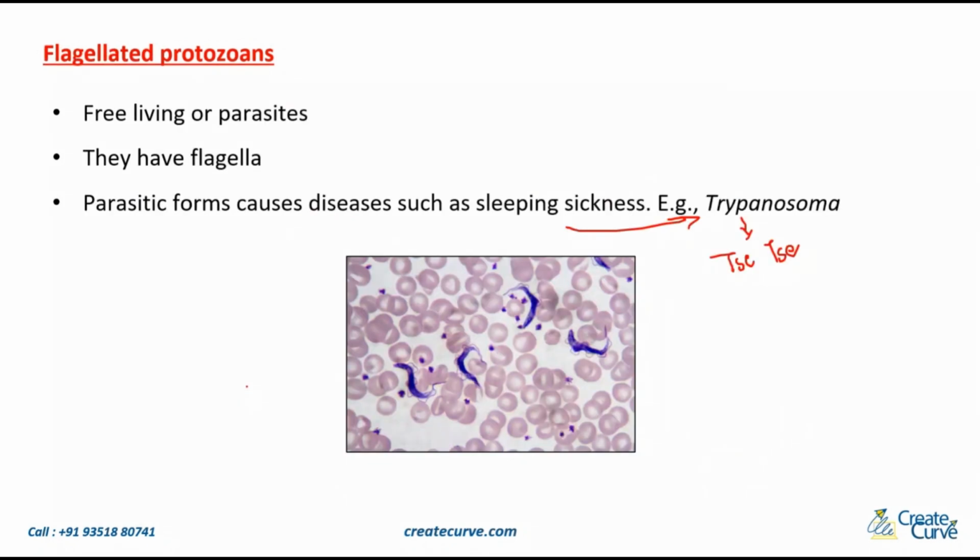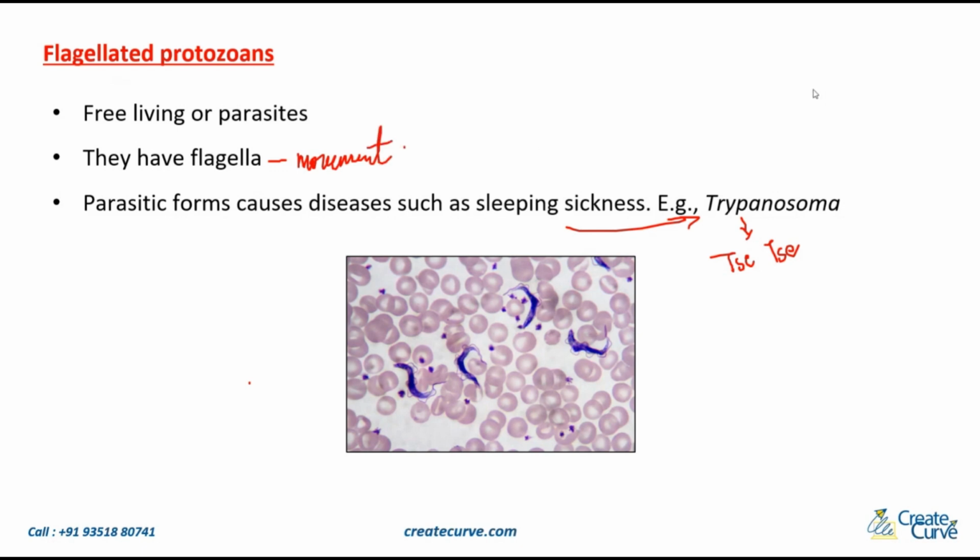Next is the flagellated protozoans. So these are going to be either free living or they are going to live as parasites. They have flagella, therefore they are called flagellated protozoans. What do we mean by this having flagella? It means that these can move very easily. They can swim basically. So flagella aid in movement.